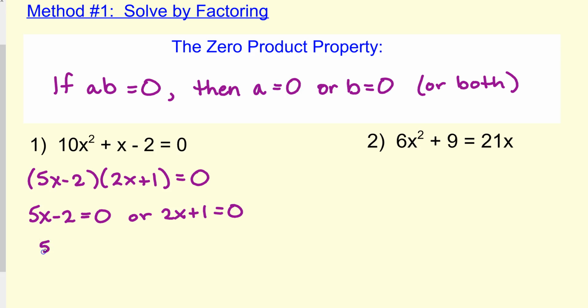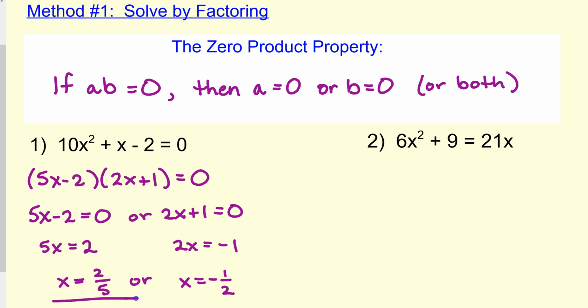For the first one, add 2 to both sides, divide by 5, and we have x equals 2/5. And then for the second one, subtract 1 from both sides and divide by 2, and we have x equals negative 1/2. So x equals 2/5 or x equals negative 1/2. So we have 2 answers.